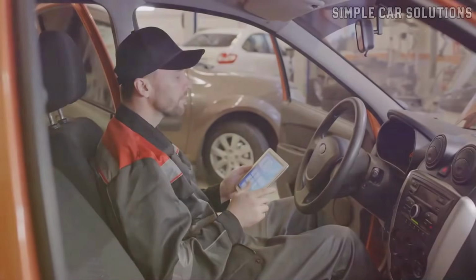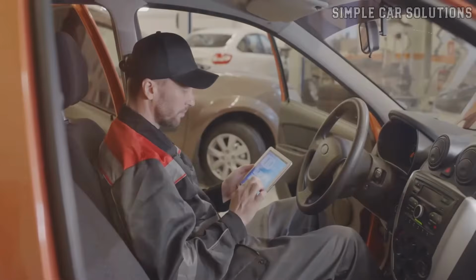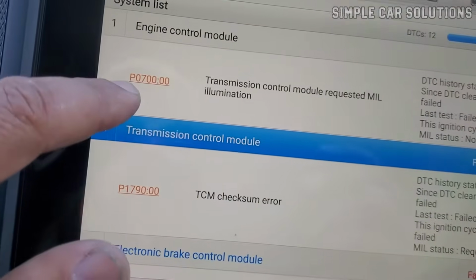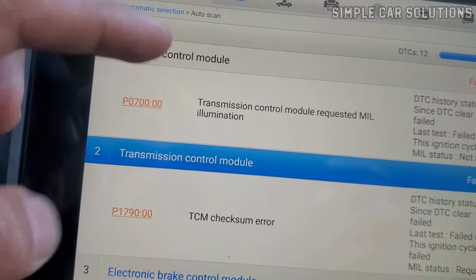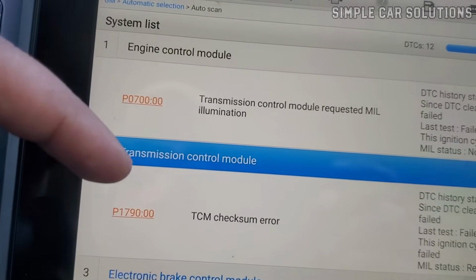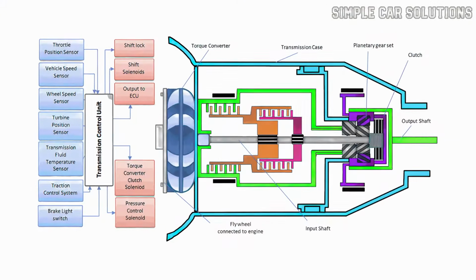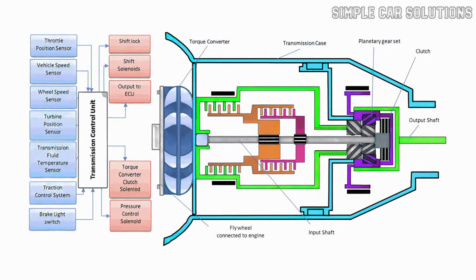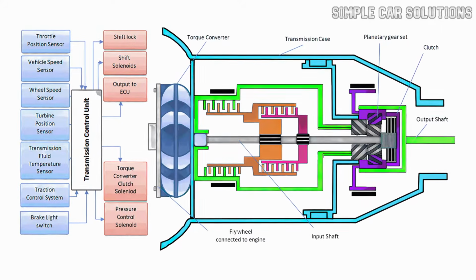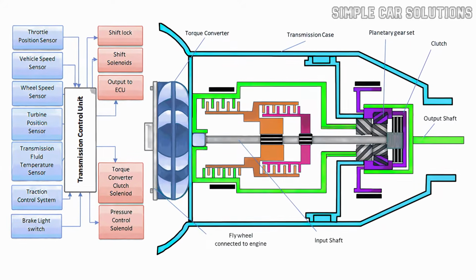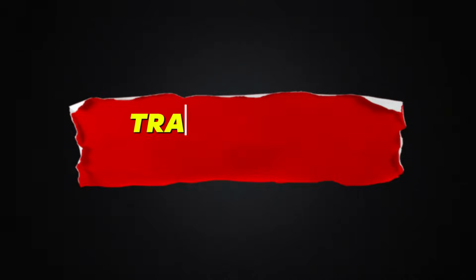The first step when you get a P0700 code is to check for any other codes. Often, the transmission control module will store more specific codes that will help identify the actual problem. Keep in mind, though, that a P0700 can be caused by many different issues, so troubleshooting can sometimes be tricky.